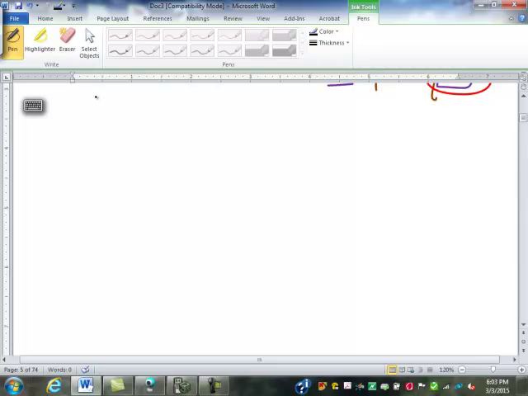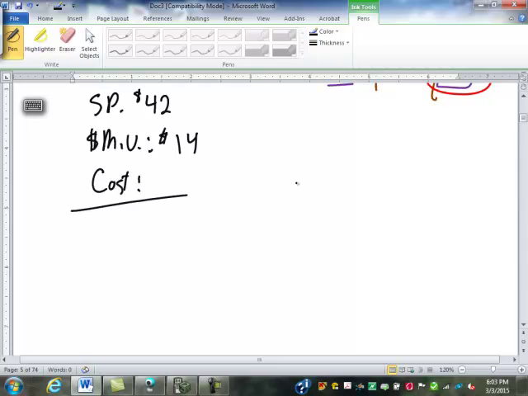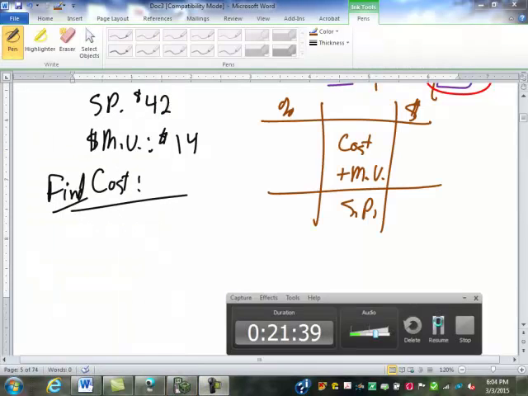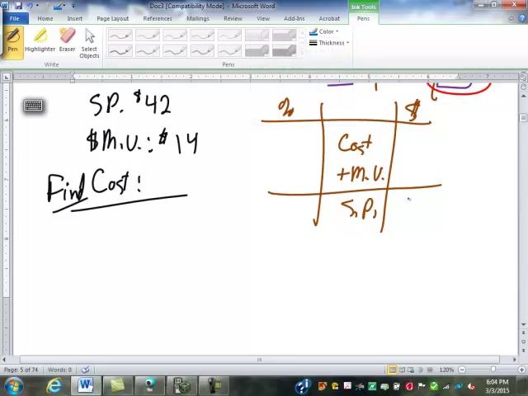Anyway, let's say that you're given that the selling price is $42. The dollar markup is $14. Find the cost. We know selling price is 42, markup is 14, and we're asked to find cost. All we're going to do is subtract, so that's $28. Okay, enough of that. We've hammered that one to death.